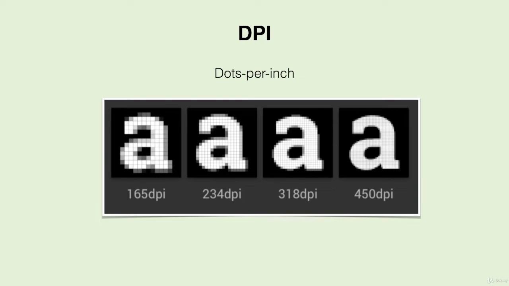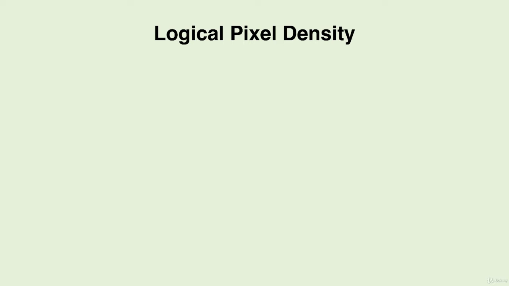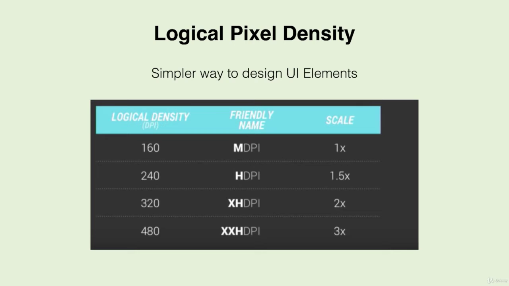Now, this system can be a little confusing and frankly not a very good system that developers can use to actually understand or take advantage of dots per inch in Android. So Google decided to create a logical pixel density. This simplifies the concept of DPIs for designers. So they created a better way for designers to understand how all of this works in the real world.